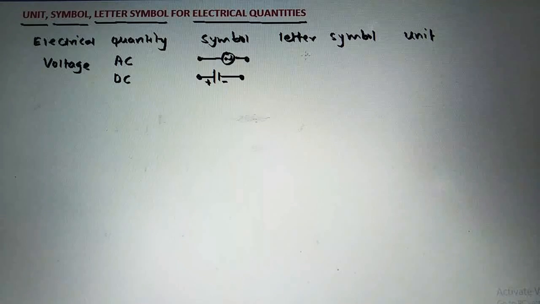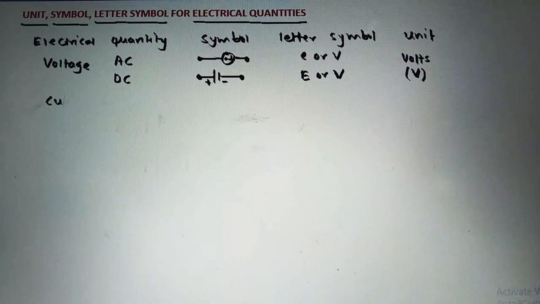Next, the letter symbol for AC voltage is denoted as small e or small v, and the letter symbol for DC voltage is denoted as capital E or capital V. The unit for AC voltage as well as DC voltage, both are measured in volts, and this volt is denoted by capital V.